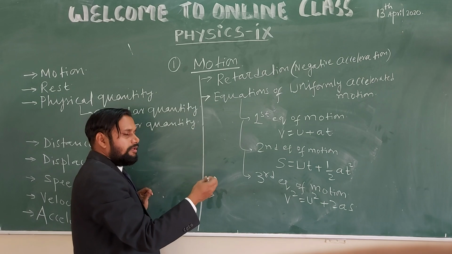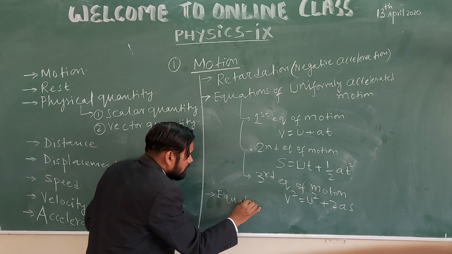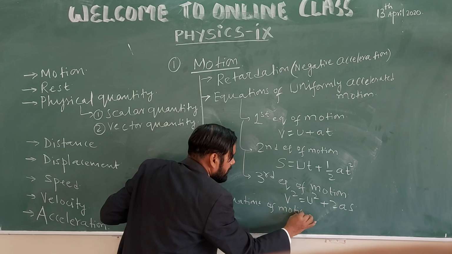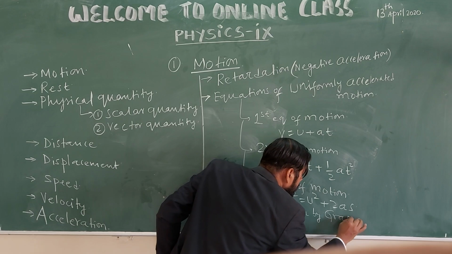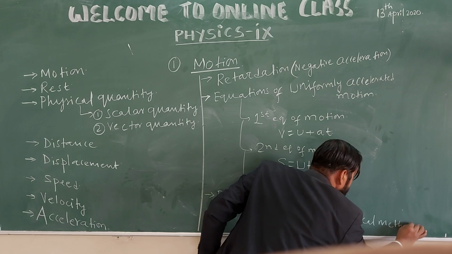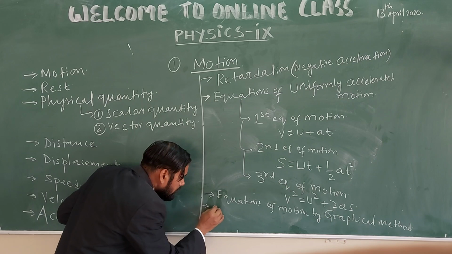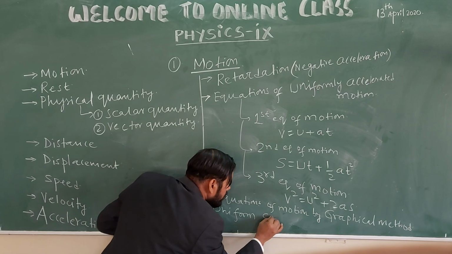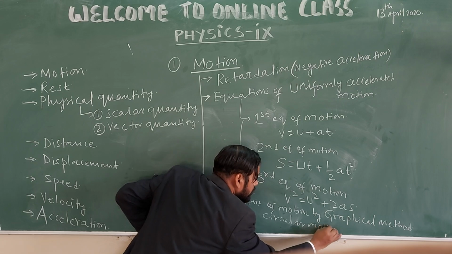Now these equations we will derive in graphical method. So equations of motion by graphical method, and the last we can write uniform circular motion.